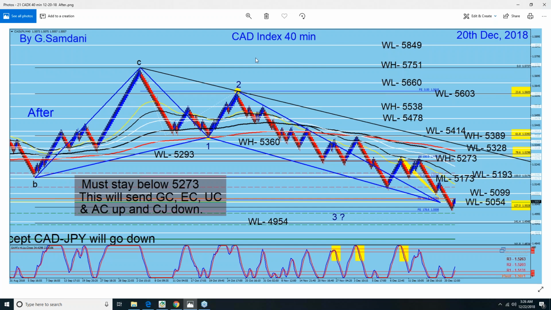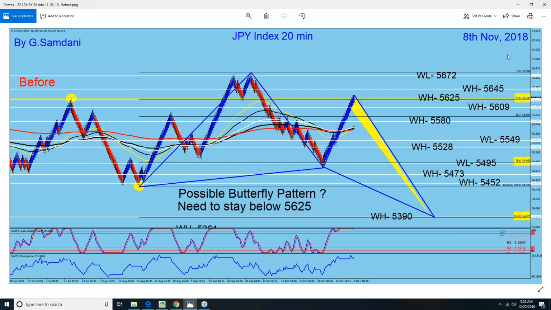Why? Because yen was getting strong. How do I know? This is the chart I made on 8th November that it's gonna go down, for a butterfly. And see, the harmonic pattern, there are a lot of teachers out there, and they say, oh, once the pattern is finished at point D, you take the trade. That's a waste of time to me.